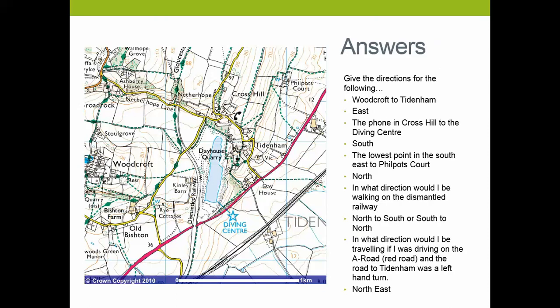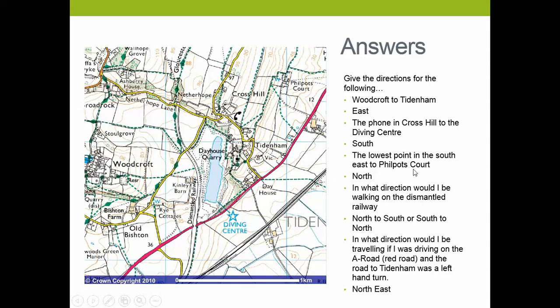Okay, and here's the answers. Give the directions following. Woodcroft to Sidon was in an easterly direction to get from there to there. Okay, the phone in Cross Hill to the diving centre was south, because the phone would be here and Dunton's down here.